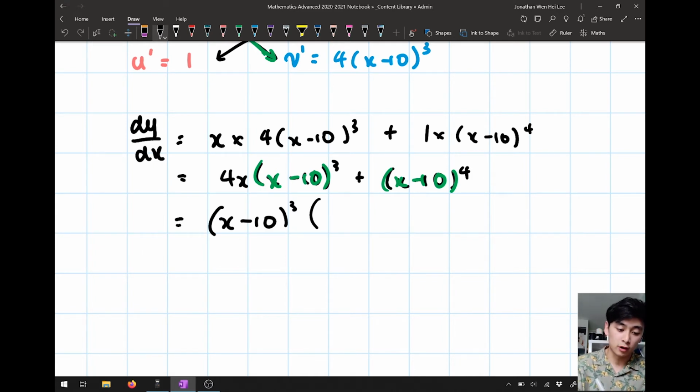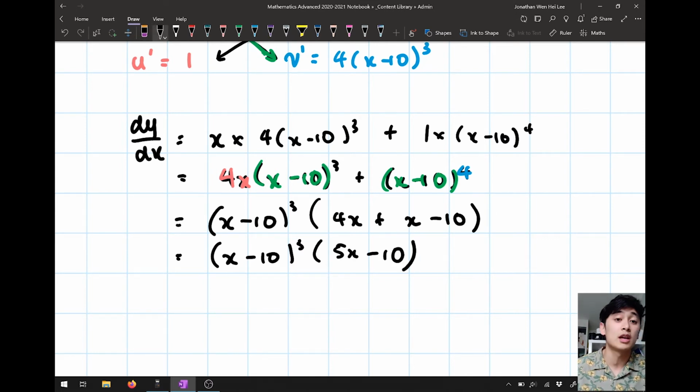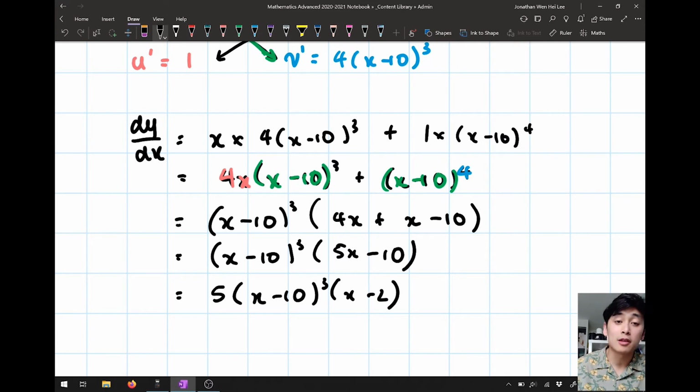For my first term, what I'm left over with is this 4x. I'm going to write 4x plus, in the second term, when I take out x minus 10 to the power 3, we've got another x minus 10, because here we've got a power 4. And so this is plus x minus 10. Okay, I'm going to simplify my brackets. So here this just becomes x minus 10 to the power 3, 5x minus 10. We can further factorize the second bracket. We can take out 5. So here in fully factored form, this just becomes 5 times x minus 10 to the power 3 times x minus 2.